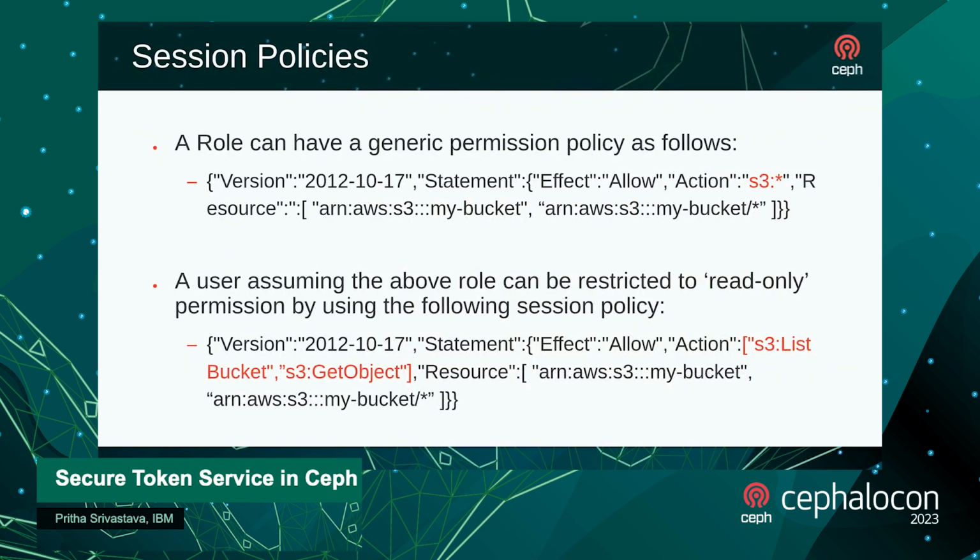So let me give you an example here. The first one is a permission policy attached to a role, which allows all S3 actions on my bucket. But if you want to restrict a user assuming a role to just a read-only mode, then we can define the actions to list bucket and get object. And the resultant permission will only allow these two S3 actions in the assume role APIs.